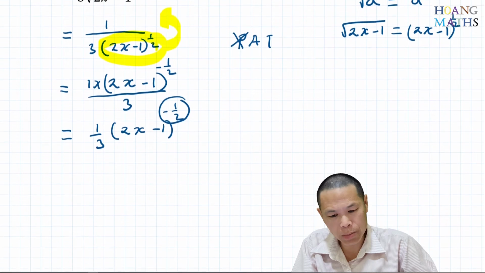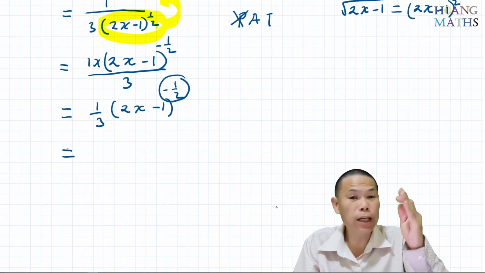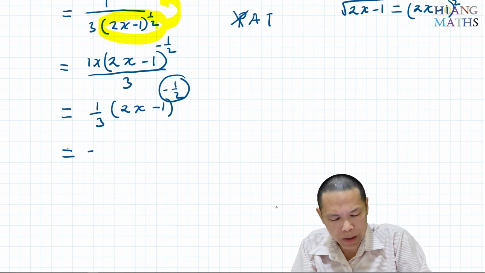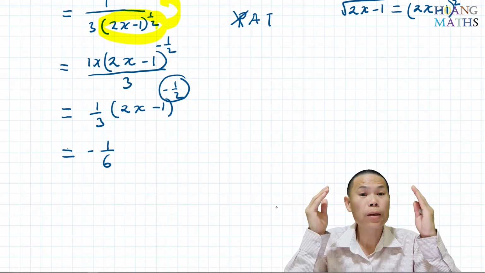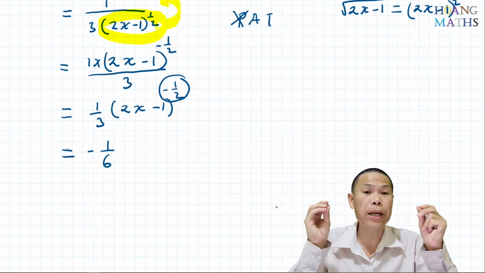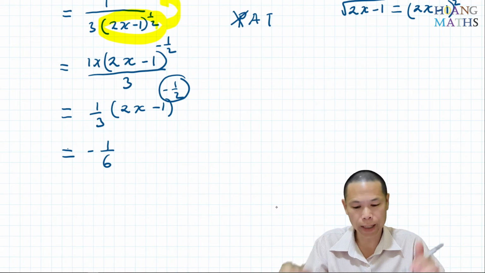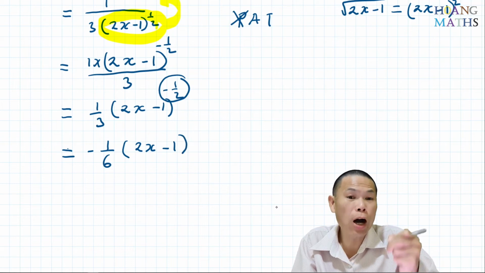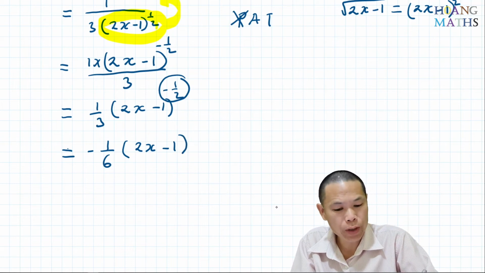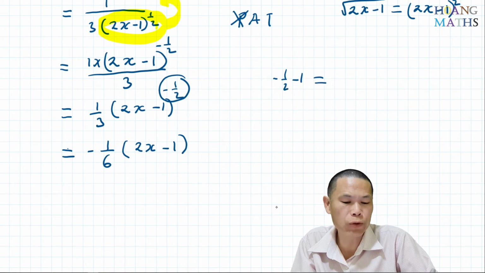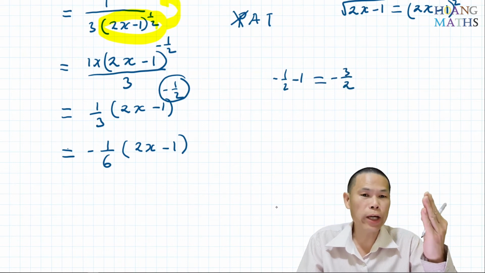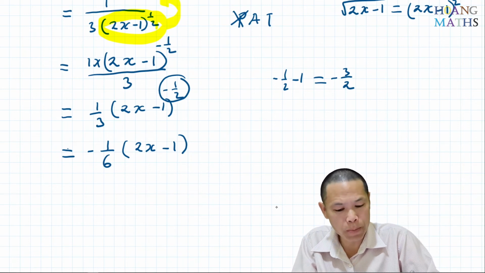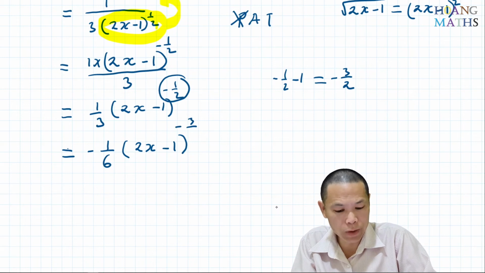Let me move this up. Negative half I bring down, becomes negative half times a third, which gives me negative 1 over 6. Otherwise, just use your calculator, a third times negative half, and you should get negative 1/6. Then you write down 2x minus 1 to the power of negative a half minus 1. Negative a half minus 1 gives you negative 3 over 2. If you use your calculator, it gives you 1.5, so just press the SD button and it converts to an improper fraction for you. So negative 3 over 2.